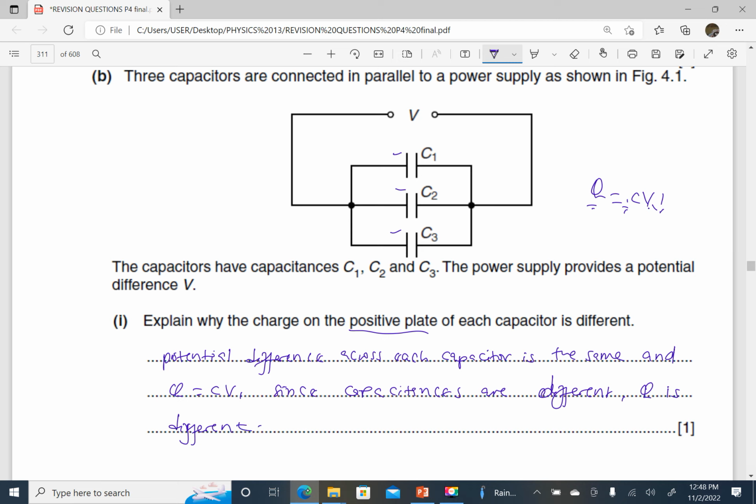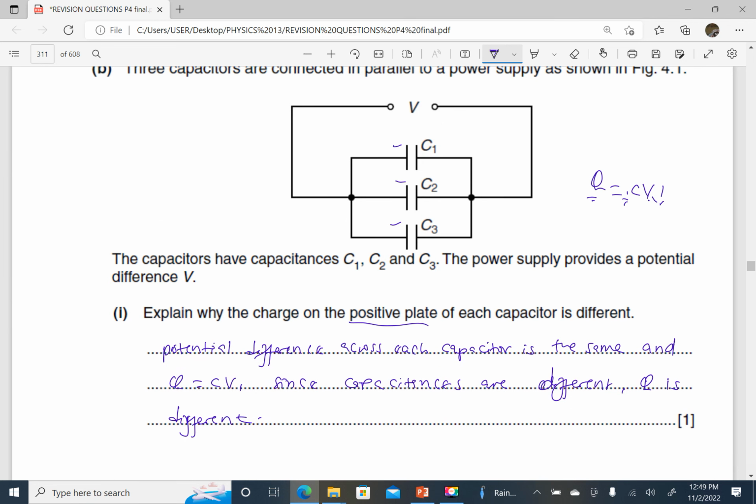Use your answer in Roman 1 to show that the combined capacitance C of the three capacitors is given by that. So we know that capacitance C is charge over V. And we have seen that actually the charge is different, but total charge Q is going to be the sum of Q1, Q2, and Q3. So total charge Q is going to be equal to Q1 plus Q2 plus Q3.